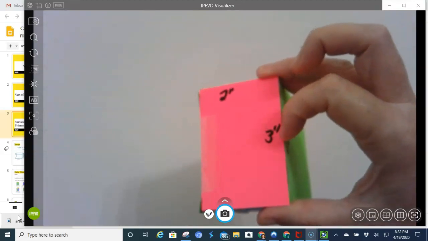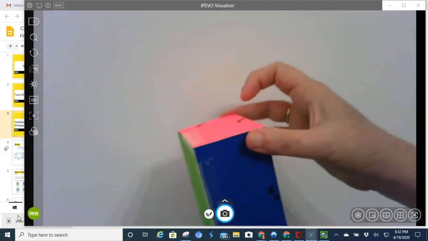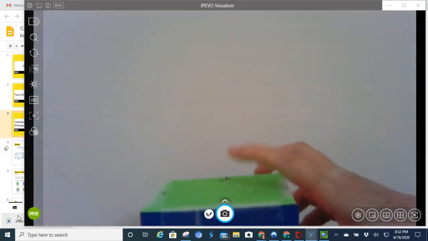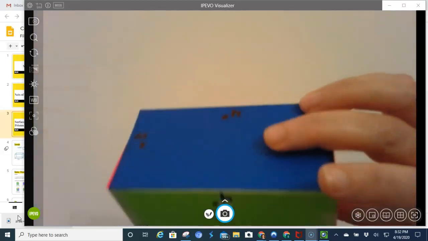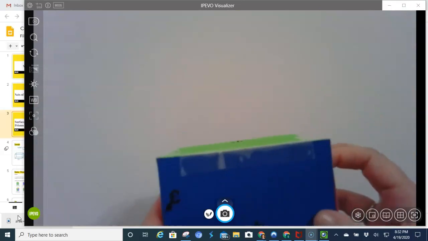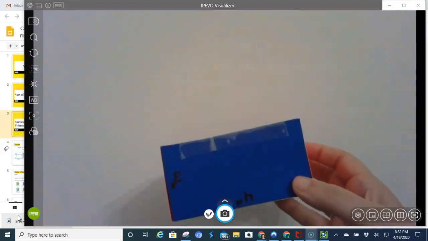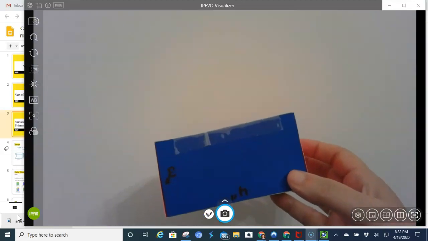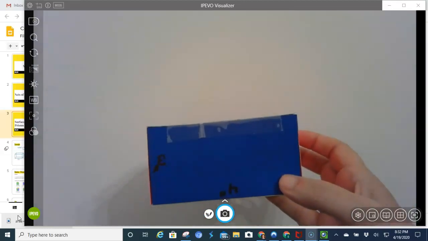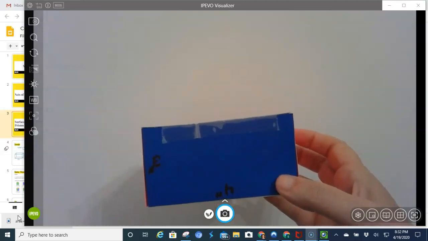This one is 2 inches by 3 inches, but they are in pairs. If you think about it, this top and this bottom match, this front and the back match, and the 2 edges match. So that can help us out when we're finding surface area. Rather than having to find all 6, we only have 3 that we need to find.